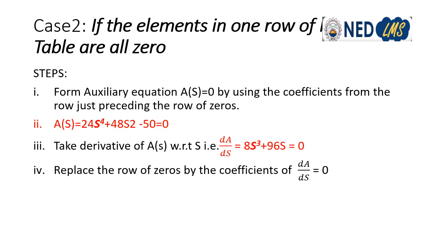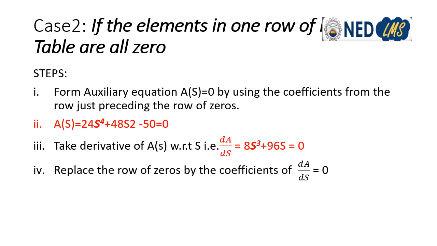Now we'll apply some remedies. All the steps involved in the remedy of case 2, when we have all the elements in any row of the Routh table equal to 0. So the first step is to form the auxiliary equation A of S by using the coefficients from the row just preceding the row of zeros. So here actually the S cube row is 0. All the elements in the S cube row are 0.